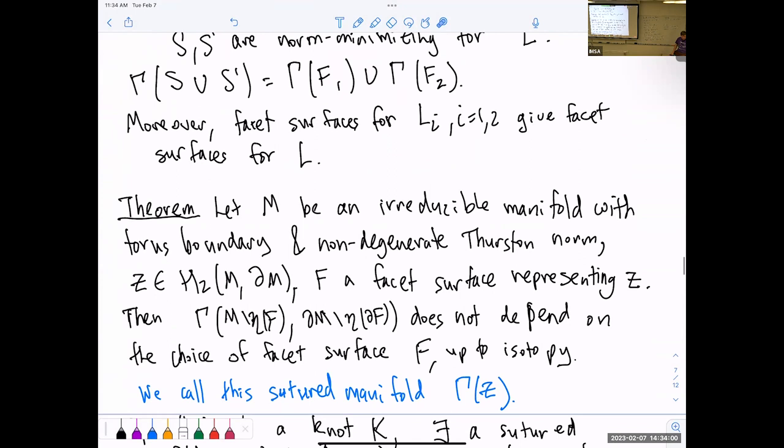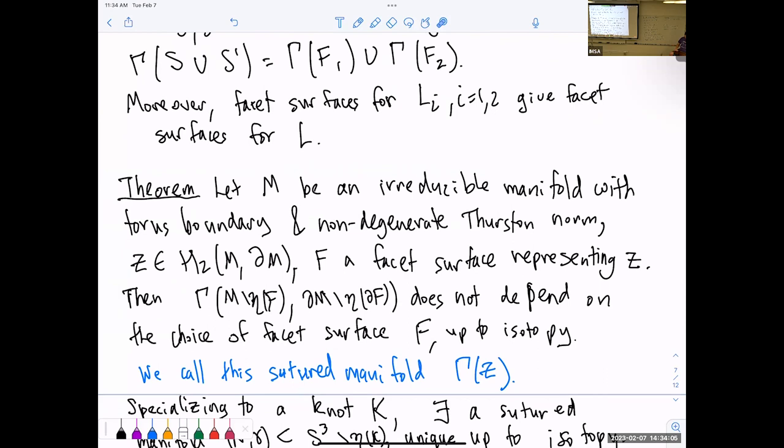All right, so the main theorem in our paper is that if you have an irreducible manifold, torus boundary, orientable, non-degenerate, probably forgot some hypotheses, but anyways, non-degenerate Thurston norm is important. Then you have some homology class in there, and you have a facet surface representing that class. You cut the manifold along that surface, so you've made a maximal collection of choices of different Seifert surfaces if it's a link complement, and then you take the guts of those, you cut out all the product regions. What's left didn't depend on the choice of facet surface up to isotopy in the manifold. And so we call this suture manifold the guts of Z. So it's the guts of that homology class.